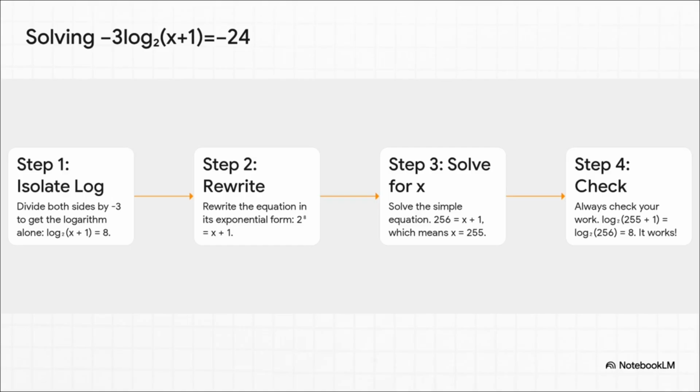Remember how? The base, which is 2, to the power of the answer, which is 8, equals the stuff inside, x plus 1. So 2 to the 8th power is 256, and if 256 equals x plus 1, well, x has to be 255. And of course, every good detective double-checks their work. If you plug it back in, yep, it works out perfectly.